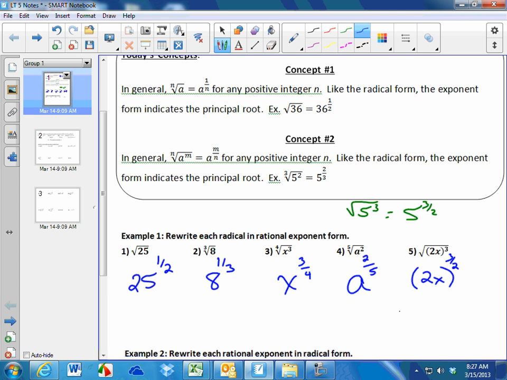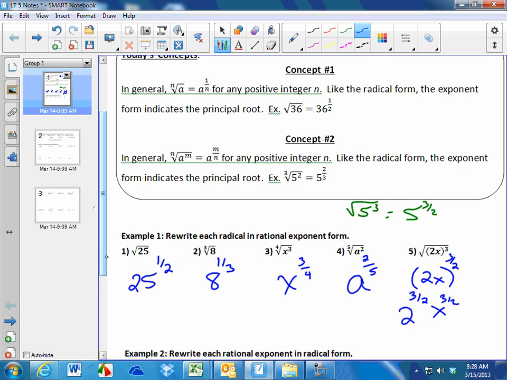Now, we still could write number 5 as 2 to the 3/2 and x to the 3/2. Either of those is fine for now. But that property, the properties of exponents, will allow us to reduce indices down the road. It will also allow us to multiply radicals that have different indices. Whereas in learning target 2, we would have said you can't do that.